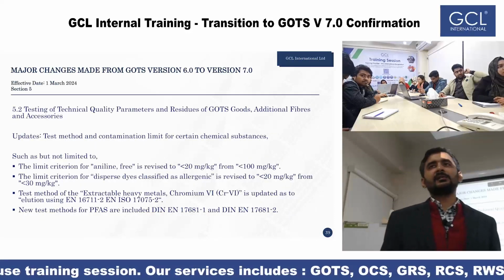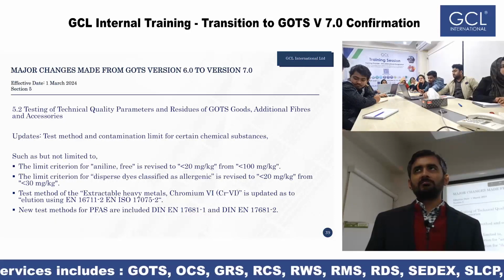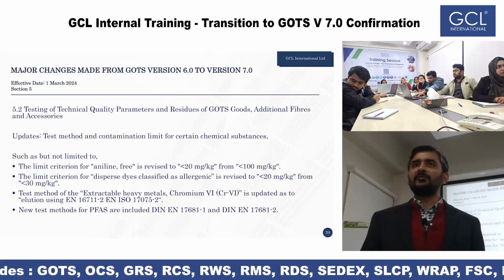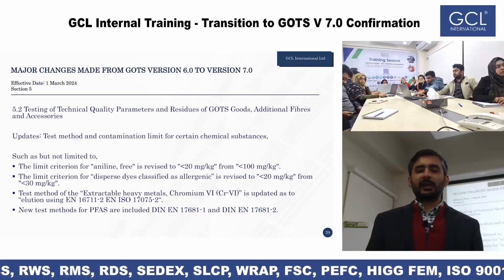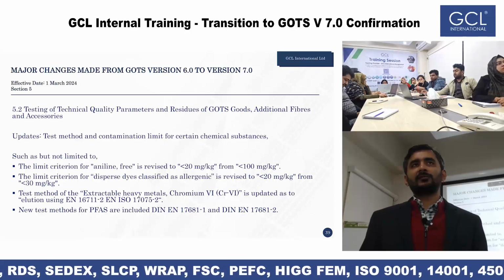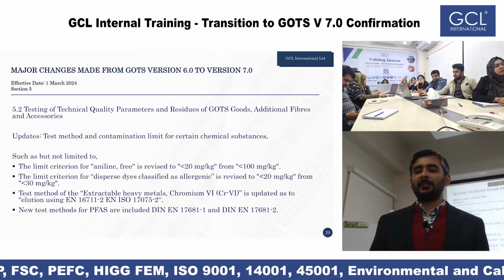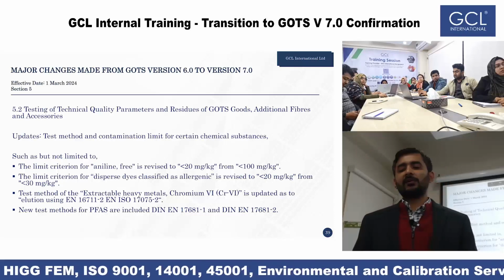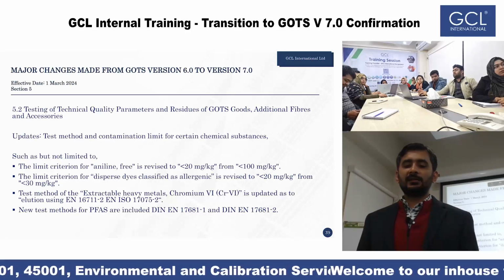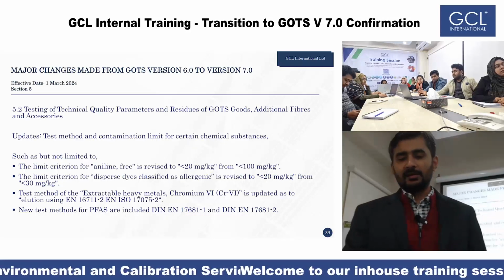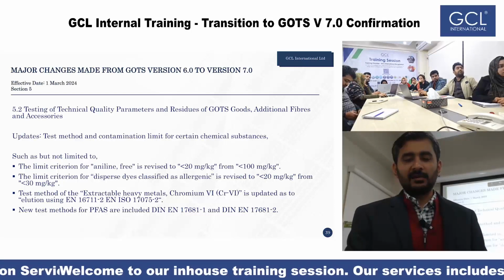Also, there are some minor changes GOTS has made in 7.0: some testing criteria, testing methods as well as some limit values of residues have changed. For example, the aniline free term that was previously in GOTS version 6.0 indicated that it is below 100 milligram per kg. Now, they have changed the limit value to 20 milligram per kg. So, there are some minor changes in the testing method and residual limit indicated in GOTS version 7.0. These are a few examples. There are some other changes as well.